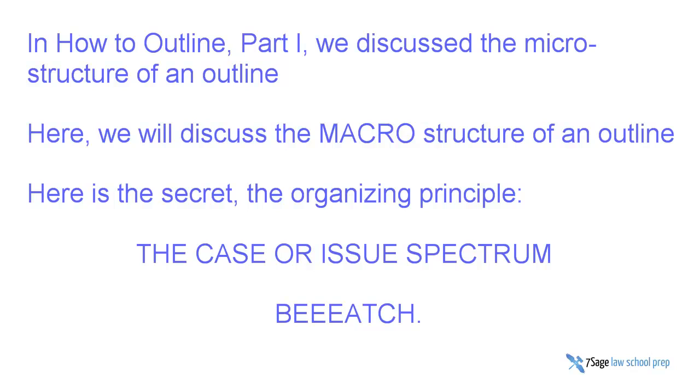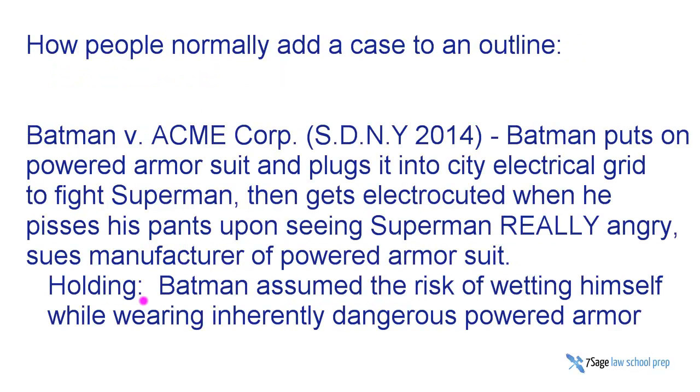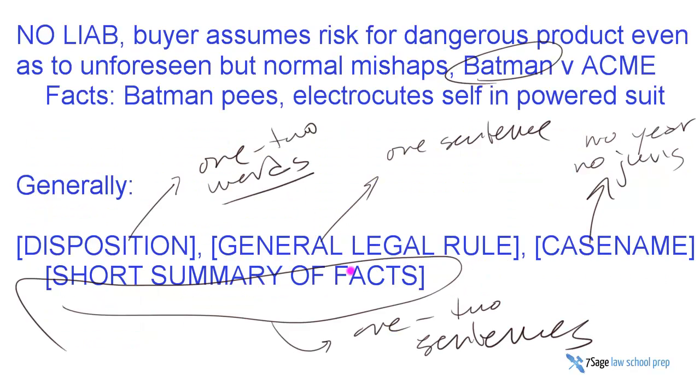In a previous lesson, How to Outline Part 1, we discussed the microstructure of an outline. That is, at the case level, how do you actually structure the few sentences that you write about a particular case for maximum effect? Quick review, this is bad: useless information, tons of facts, and the holding last. What you want to do is start with the disposition of the case, the generalized legal rule, the name of the case, and a very quick summary of the facts, just enough to jog your memory. That's all you need.